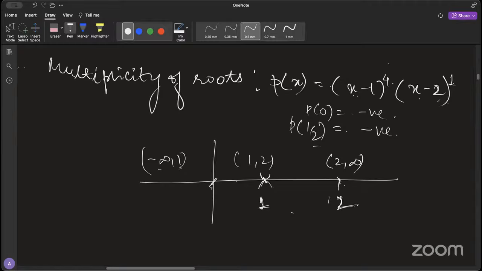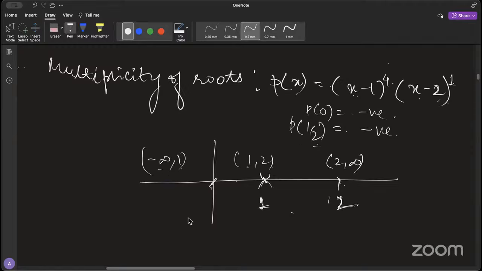So it can change here at 1, it can change at 2, that's it. It can't change in this interval, right? The polynomial can't go from positive to negative or negative to positive. It cannot change sign in this interval, and this interval. That means you'll only have to check the sign of your polynomial at one point in this interval. So from 1 to minus infinity, we've already checked at half.